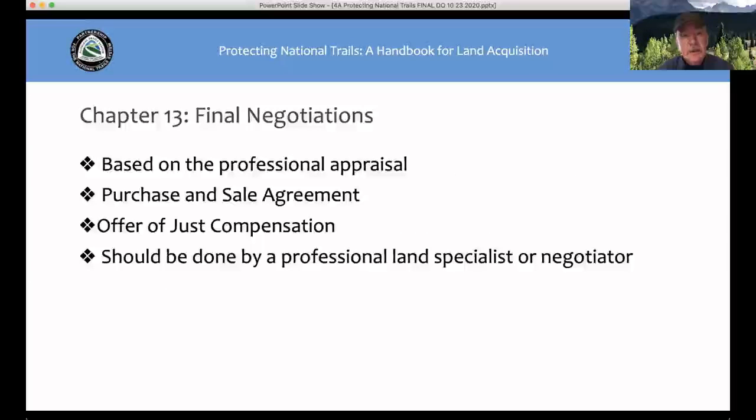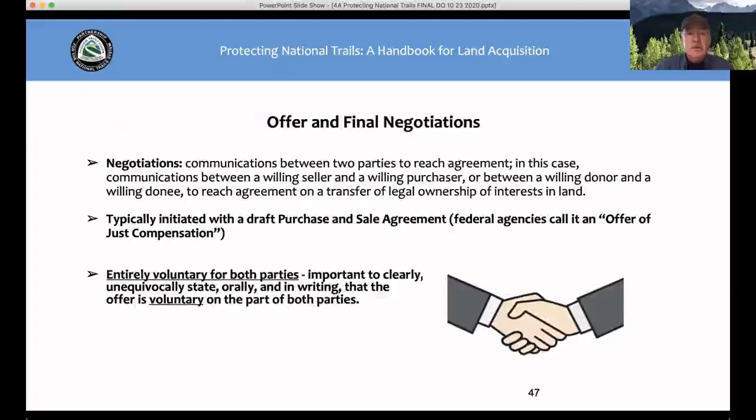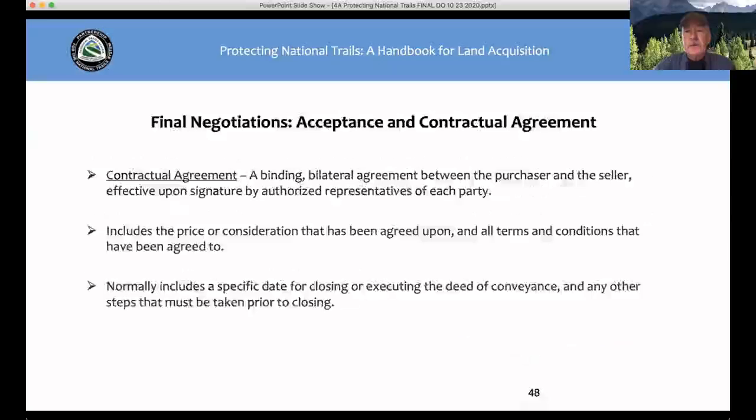Chapter 13 is final negotiations. Final negotiations are done based on the value, the fair market value as identified in the professional appraisal. The object of these final negotiations is agreement in the form of a purchase and sale agreement or a contract called an offer to sell or an offer to purchase. These are entirely voluntary, but when signed by both parties, become the basis for completion of your final negotiations. They include the price that has been agreed upon and all the terms and conditions that have been agreed to, as well as a date for closing or execution of the deed of conveyance.